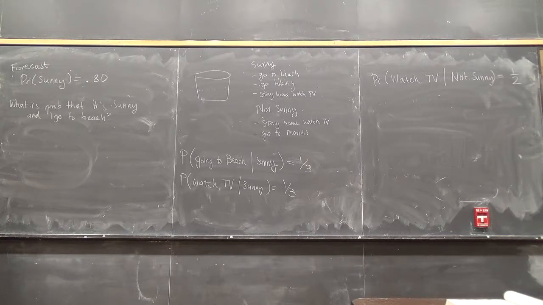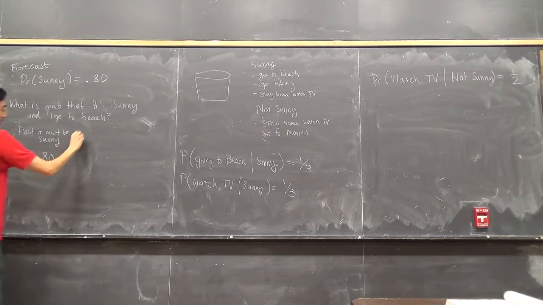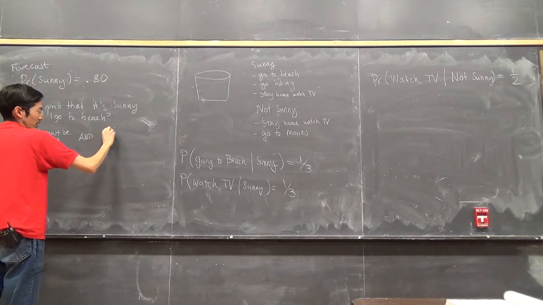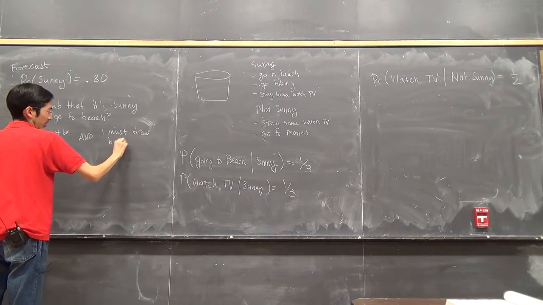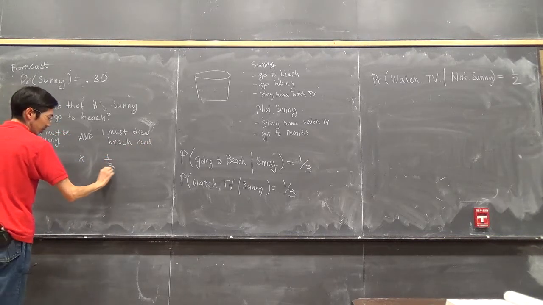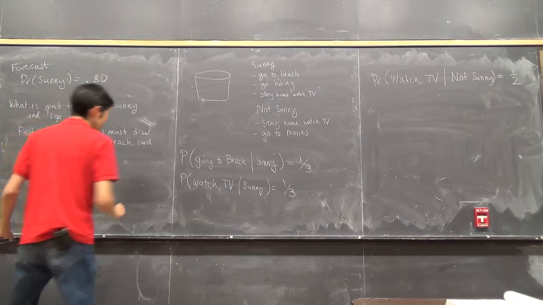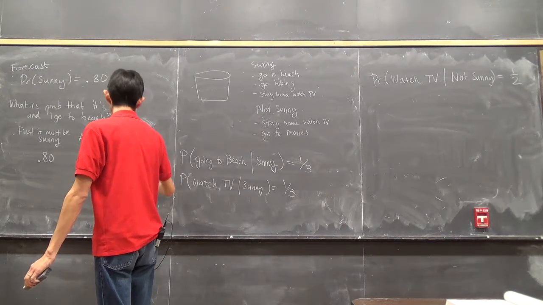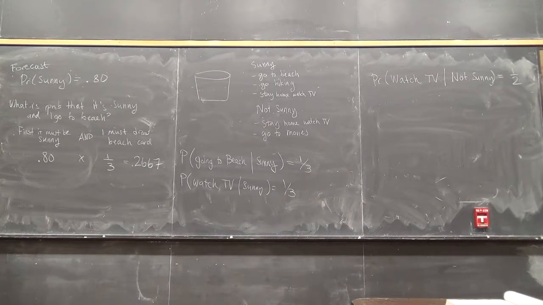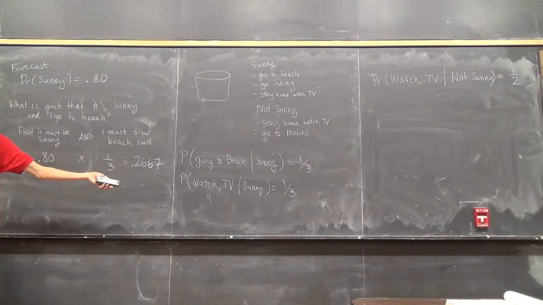Yes, we would do some multiplication here, okay? So for it to be sunny and I go to the beach, two things have to happen. First, it has to be sunny. Okay, and the probability of that happening is 0.80. And then I must draw the beach card. So I multiply that by 1/3, and I get 0.2667. And so, if the forecast says 80% chance that it's sunny tomorrow, then the probability that I end up going to the beach on a sunny day is 0.2667.